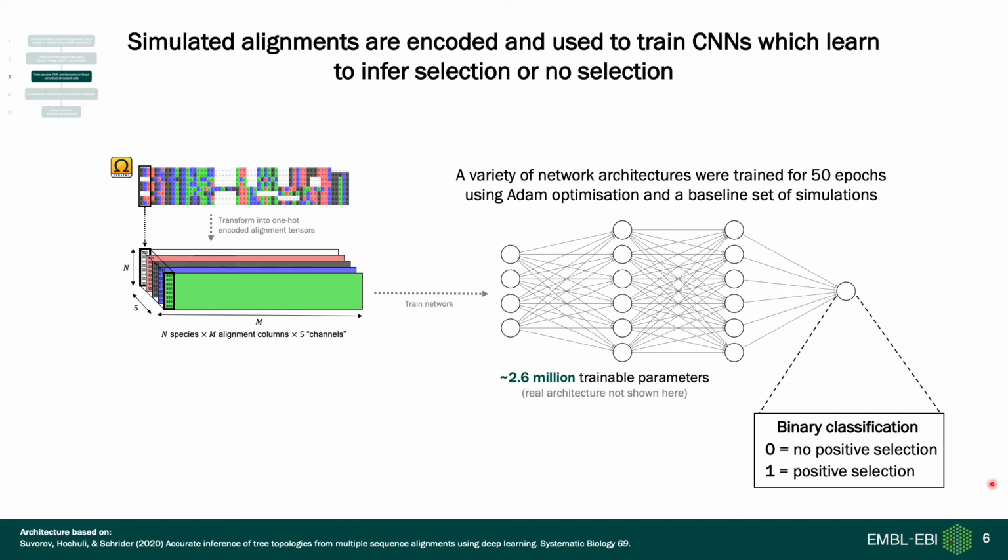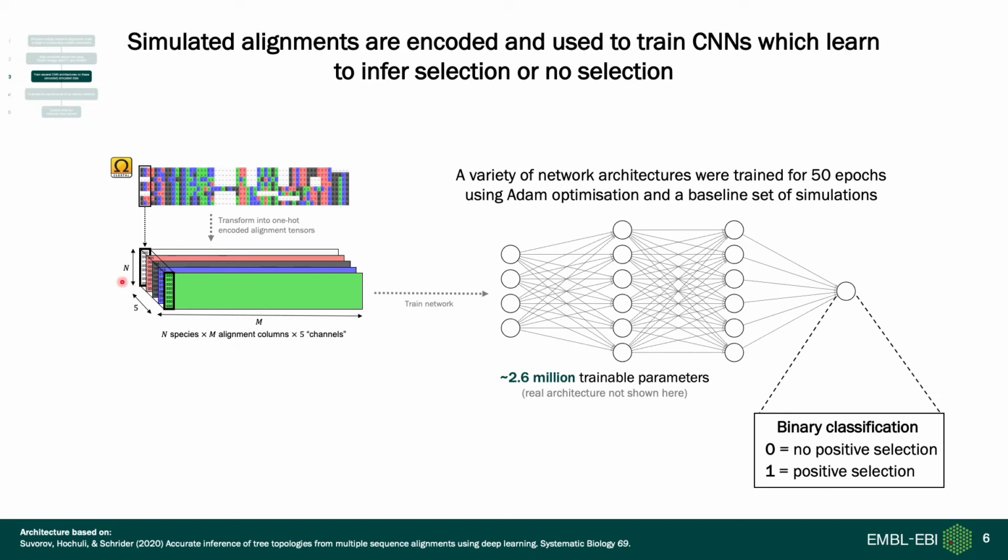And the encoded alignments for each parameter set are then fed to our CNN for training, during which we optimize a binary cross-entropy loss function using ADAM optimization. And while I won't go over all of the architectures and hyperparameters tested today, we end up with a network that has around 2.6 million trainable weights and is similar in form to a network architecture that was used previously for inferring small phylogenetic tree topologies.